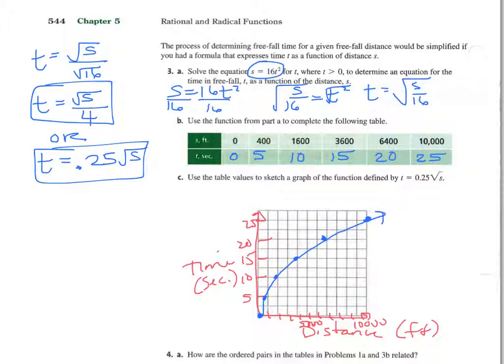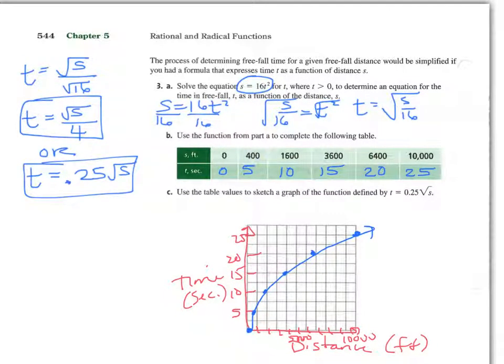So now they're having us take the distances, plug distances in, and get out time. So we're just using it a little bit differently. So I went ahead and I plugged in each of these values right here in my table, I plugged them all in for s and got my corresponding time.